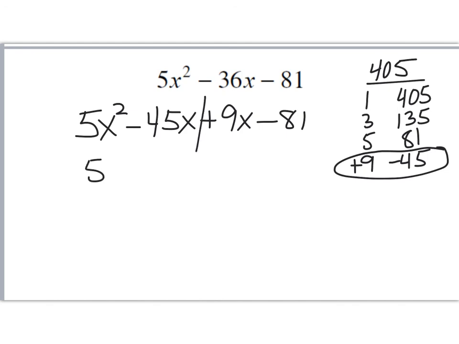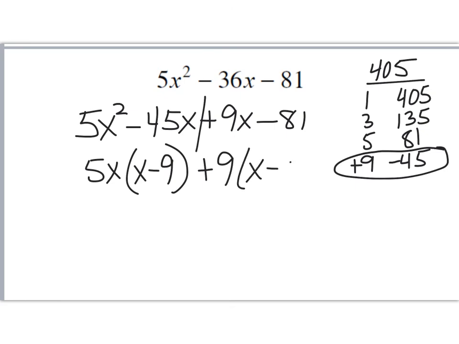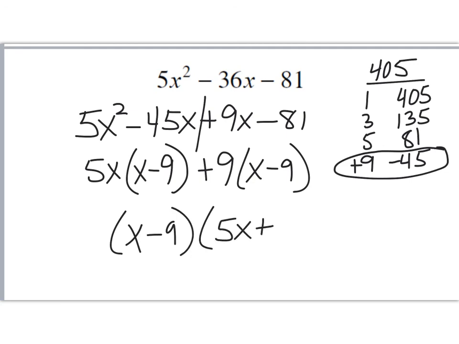I'm going to pull out a 5x. And what's left in here is just an x, because 5x times x is x squared. 5 times a negative 9 is negative 45. I don't need any more x's. Here, the greatest common factor is a 9, and I'm going to have an x minus 9. Great. X minus 9, and then a 5x plus 9. And again, if you are not sure that that's right, use the distributive property or FOIL or the box, multiply it out, see if you get to that same trinomial.